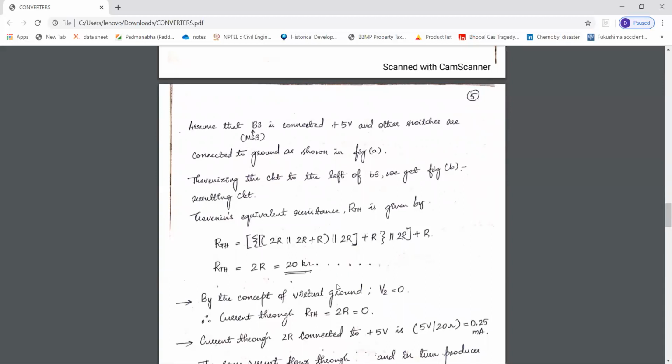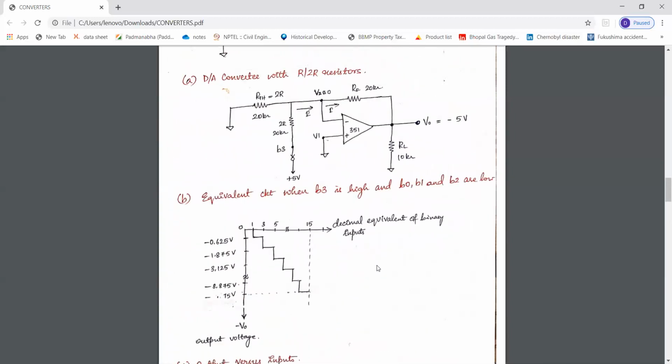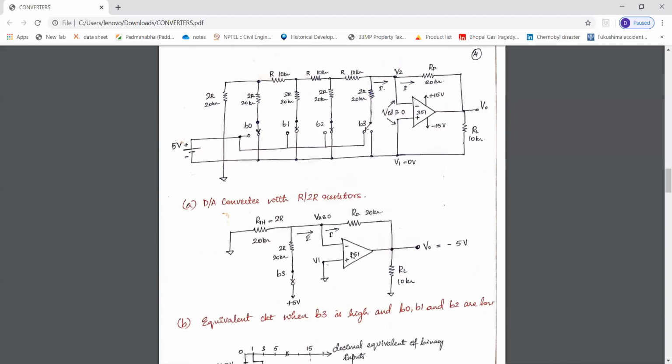So upon solving, you will get the Thevenin's equivalent resistance as equal to 20 kilo ohm, and by the concept of virtual ground, you can see that the non-inverting terminal of the op-amp, that is V1, is connected to ground. So by the concept of virtual ground, V2 is also at ground potential.